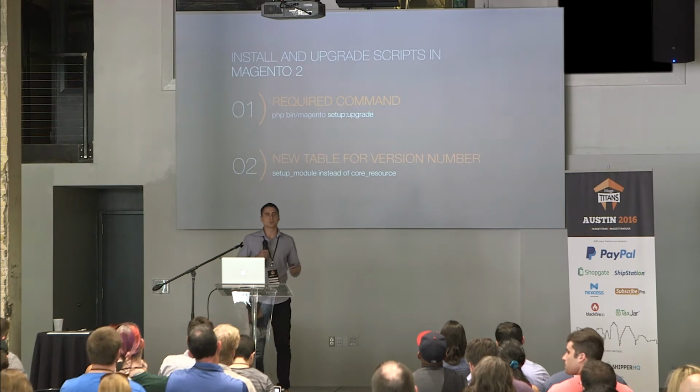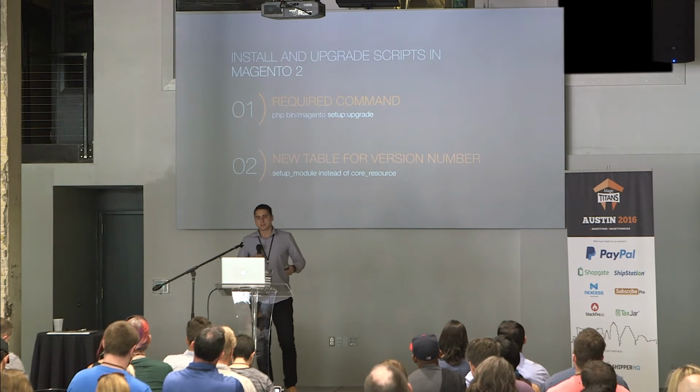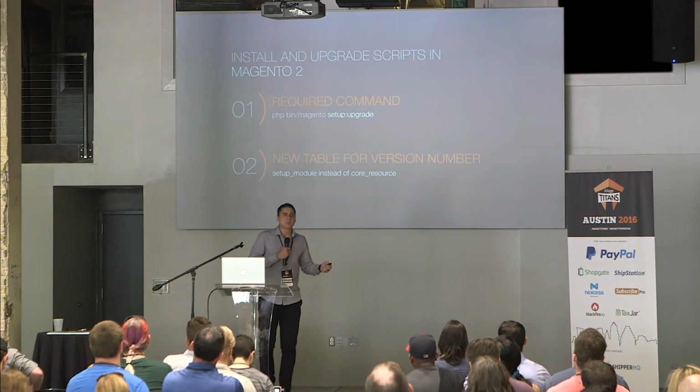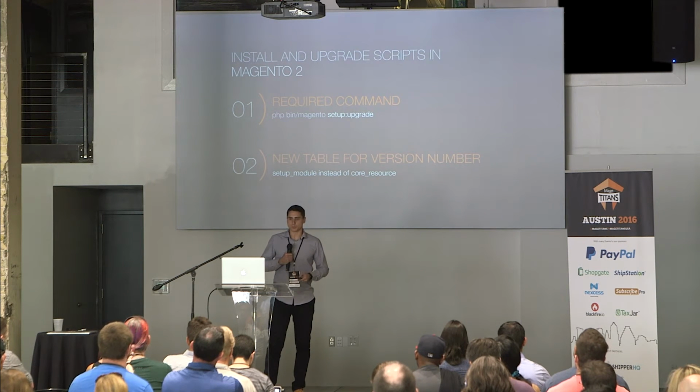Now, two things to mention here. First, when we work on Magento 1, you have to reload the page in order to run the upgrade scripts. Now, in Magento 2, you have to run a specific command. This command is setup upgrade. And the second thing is that the core resource table from Magento 1 is now the setup module table in Magento 2.